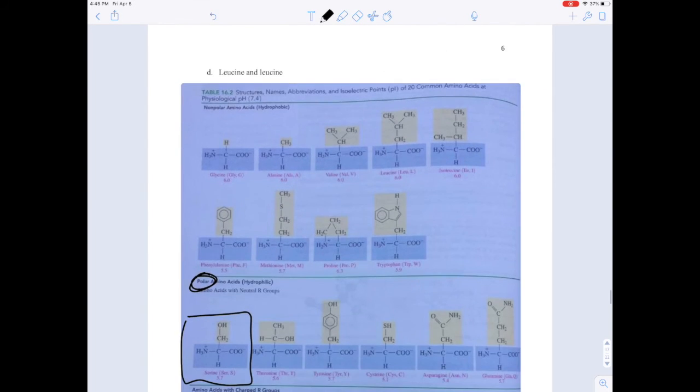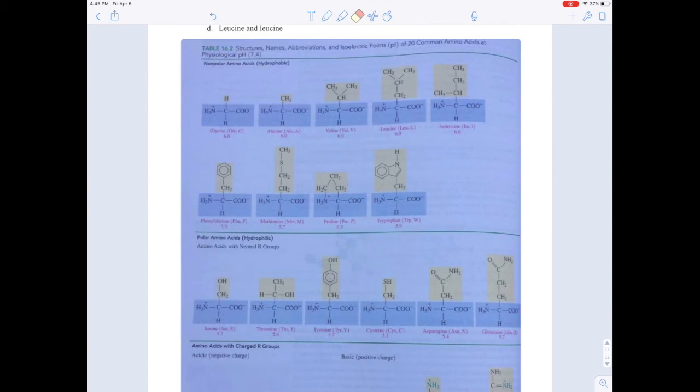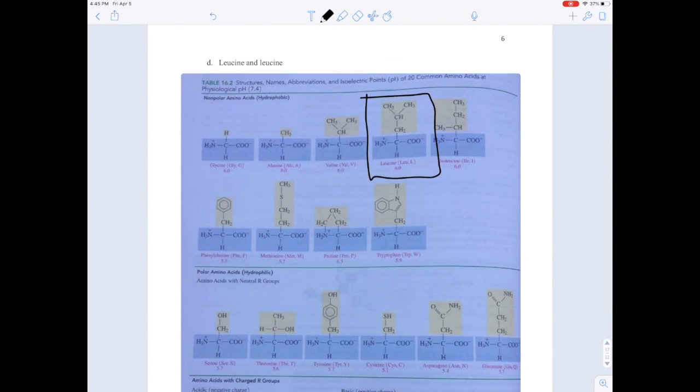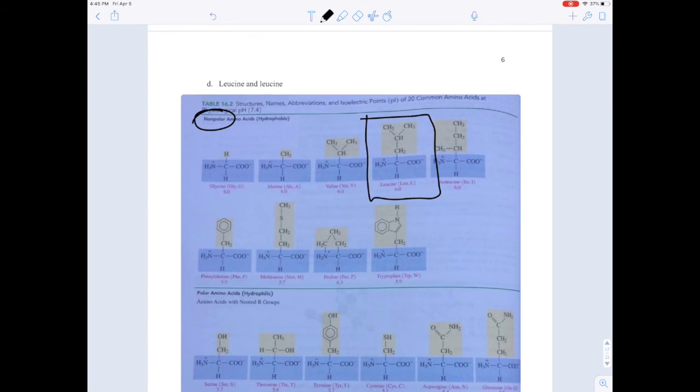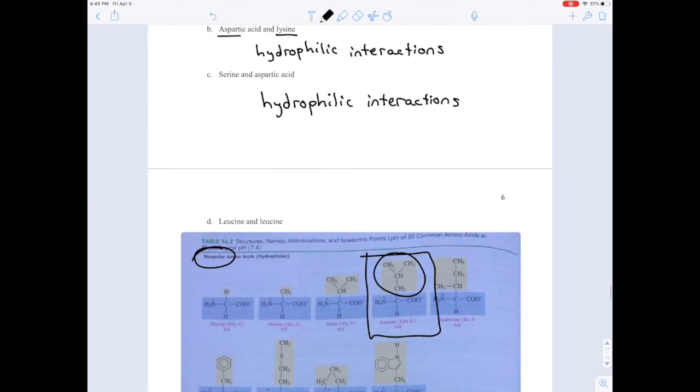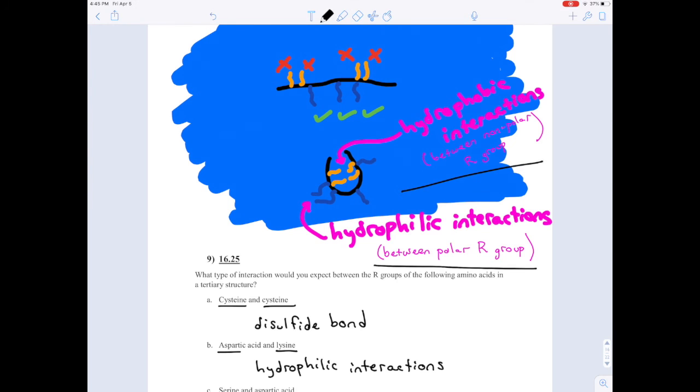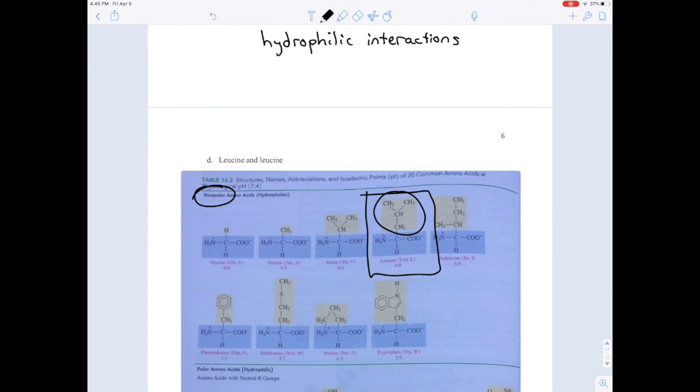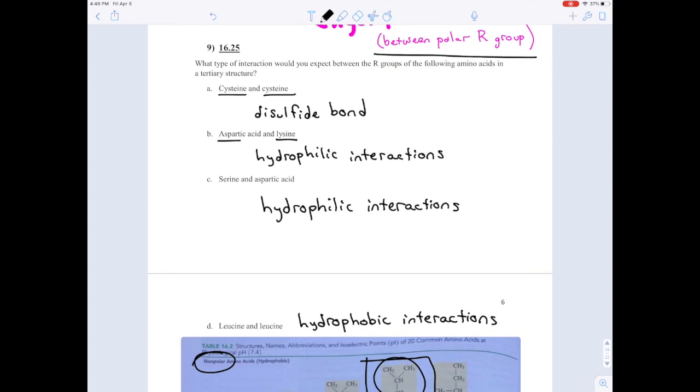Last but not least, D has leucine and leucine. So here, leucine is in the top right of this table, and that is a nonpolar amino acid. This R group doesn't have any partial charges. It's nonpolar. So the two leucines are nonpolar. If you have interactions between nonpolar R groups, those are hydrophobic interactions, and so these two leucines are going to interact through hydrophobic interactions. So those are the interactions that determine the three-dimensional structure of the whole protein.